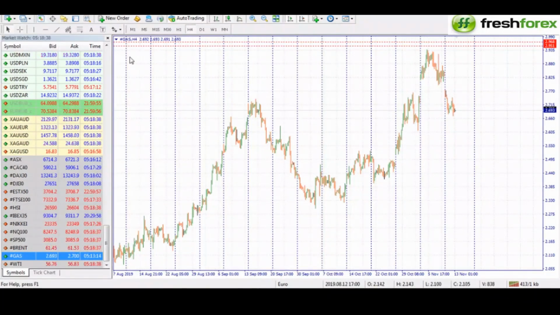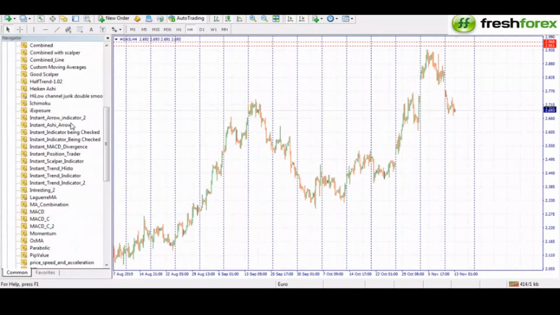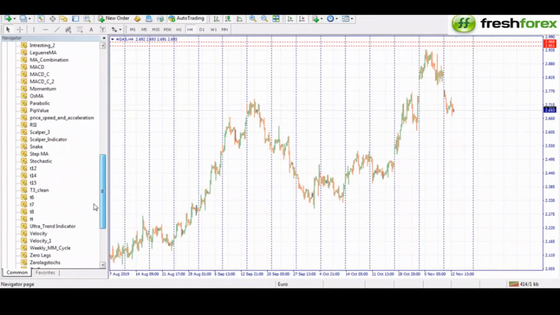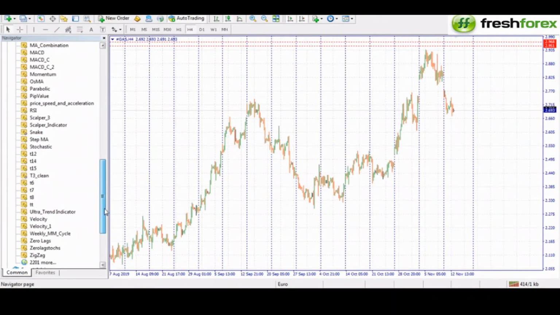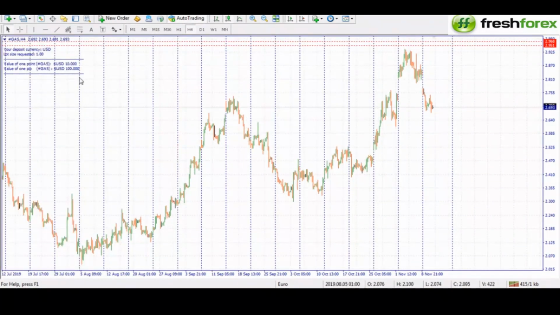So there's an indicator which I developed some few days ago. Pip value, we have it here. Let's look at this. Assuming you're trading a volume of 1, a lot size of 1, the pip value per 1 point is 10 USD, which means the value for 1 pip for gas is 100 USD.